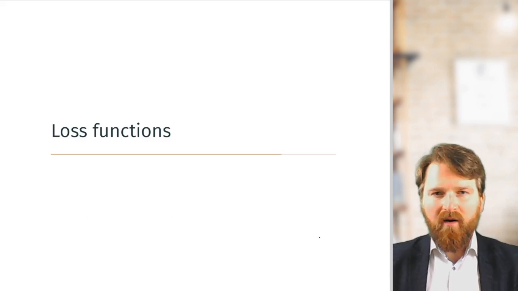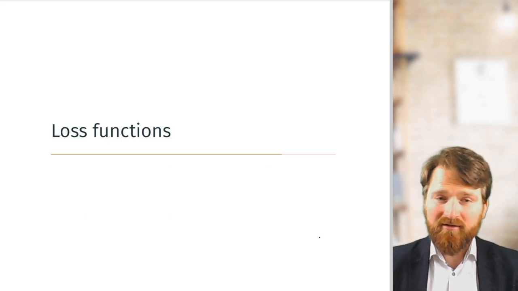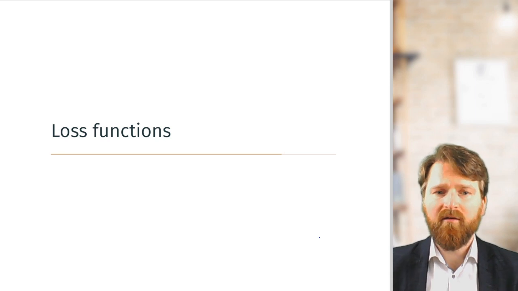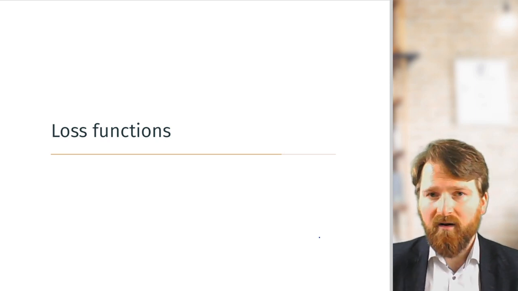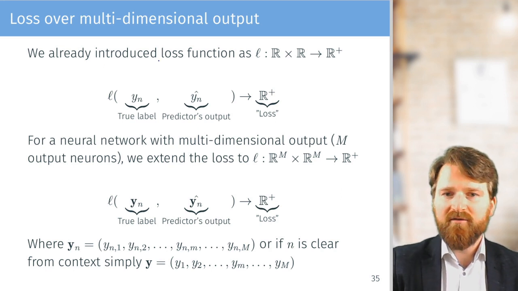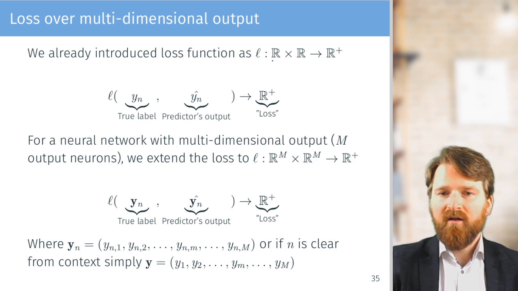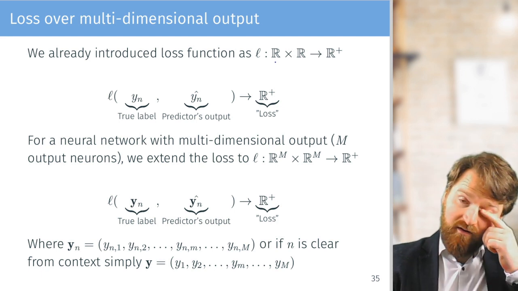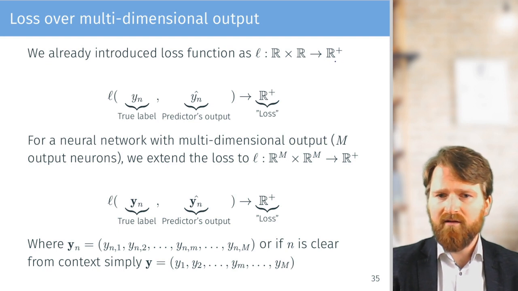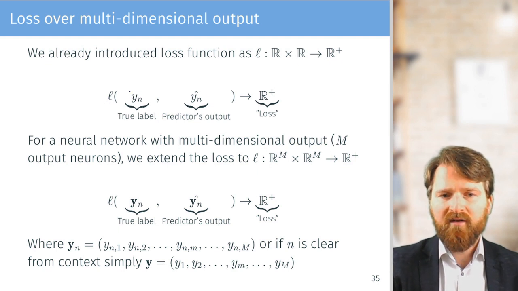So we're coming to the next part of this lecture. We're leaving evaluation and moving to loss functions, from something at the end to something at the core of training our algorithms. We have already seen one example of a loss function, so let's have a closer look again. We already introduced the loss function as a function of two real-valued parameters which produces a positive real value. The loss is based on the true label and the predictor's output.